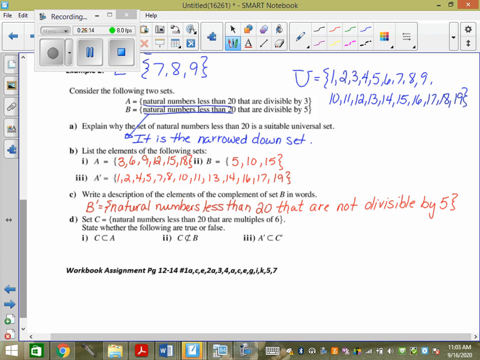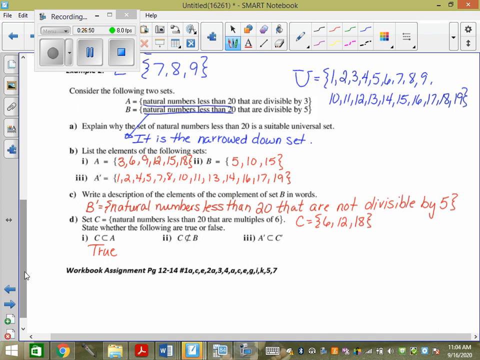C are the natural numbers less than 20 that are multiples of 6. So C is going to be 6, 12, 18. Those are the multiples of 6. I have to stop there because it's still natural numbers less than 20. Now I have to look. Is C a subset? That's what that means. A subset of A. Is everything in C in A? So A has 3, 6, 9, 12, 15, 18. C has 6, 12, and 18. Is 6, 12, and 18 all in A? Yes. So yes, true.